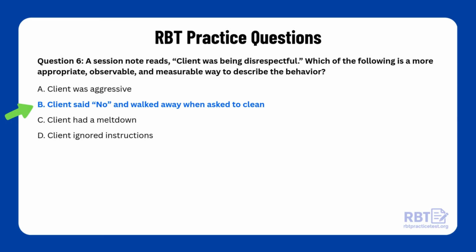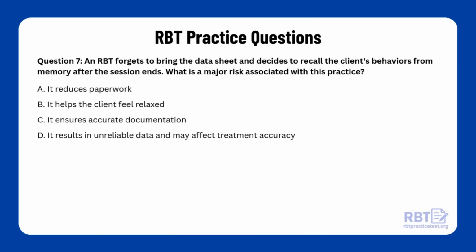Question number 7. An RBT forgets to bring the data sheet and decides to recall the client's behaviors from memory after the session ends. What is a major risk associated with this practice? A. It reduces paperwork. B. It helps the client feel relaxed. C. It ensures accurate documentation. D. It results in unreliable data and may affect treatment accuracy.